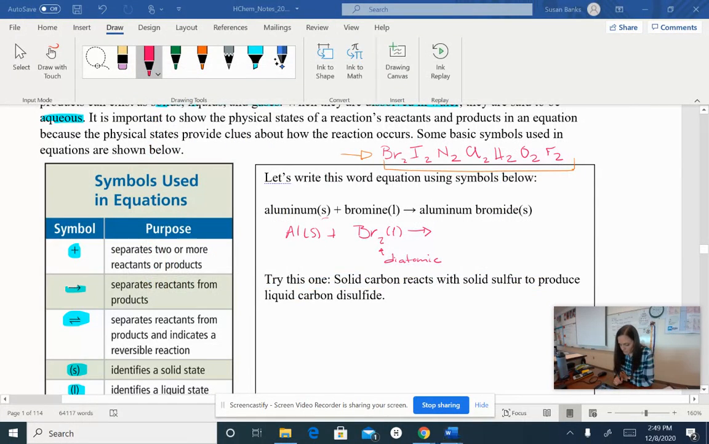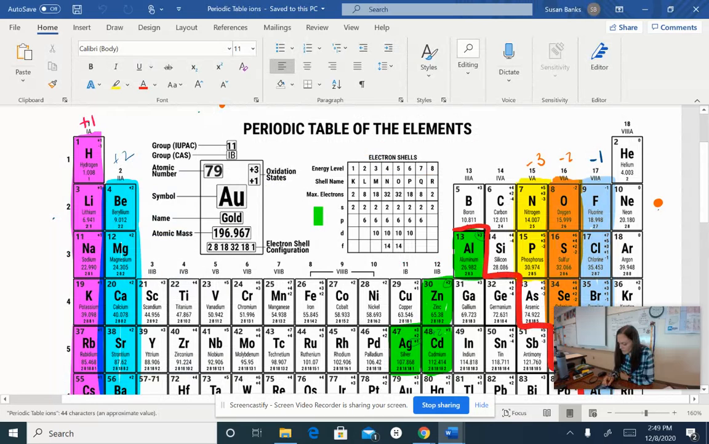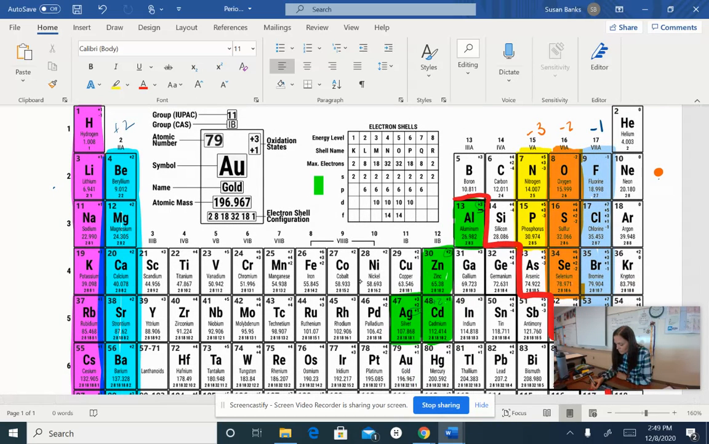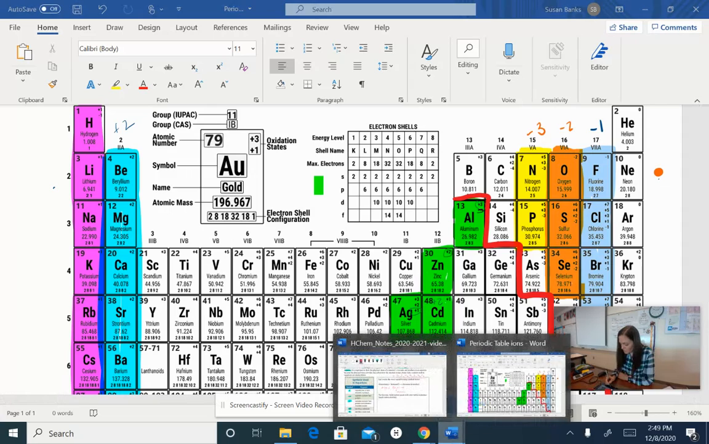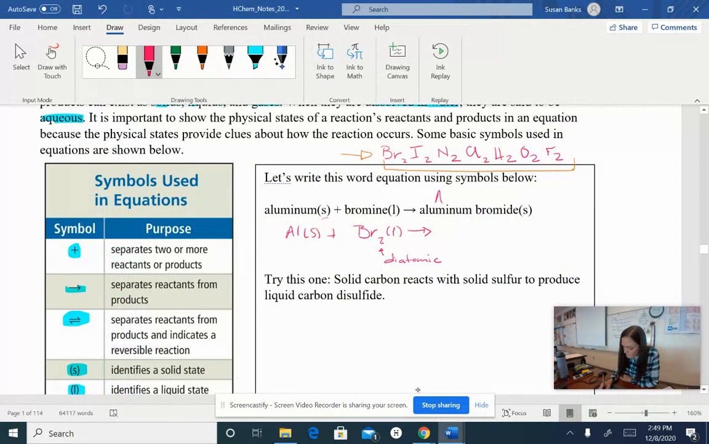Let's open this one up. Okay, so if I look at aluminum, aluminum is a +3. And bromine here, bromine is in our -1 column. So aluminum is going to be a +3, and bromine is going to be a -1. So what ratio am I going to use to put this together? Hopefully you said 1 aluminum and 3 bromines to balance out that charge, to get that overall charge to be 0. And it is a solid, so I'm going to put solid here.